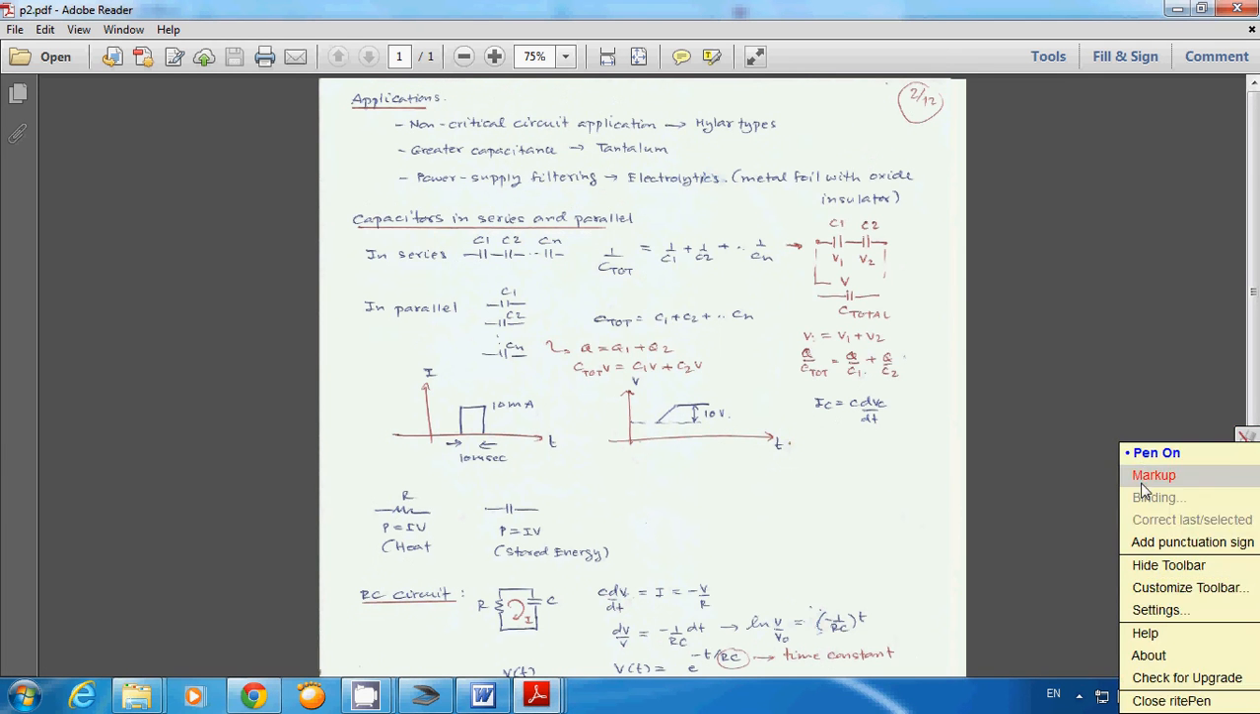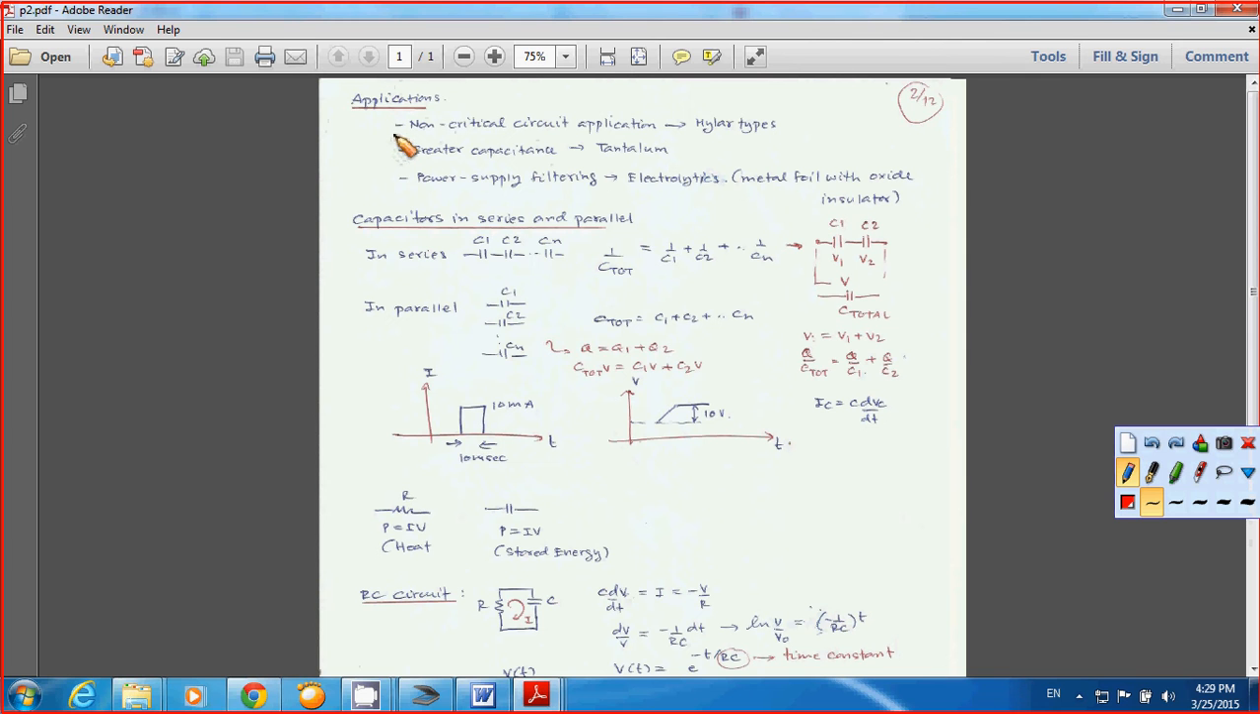Now let's take a look at applications of a capacitor. This is just for information. For non-critical circuit applications, you probably use minor types of capacitor. There are so many types of capacitor. If you want greater capacitance, you need to use a tantalum type of capacitor. Or if you want to use it for power supply filtering applications, you're just going to use electrolytics. That's in the form of metal foil with an oxide insulator inside. Okay, this is just for different types of capacitor.